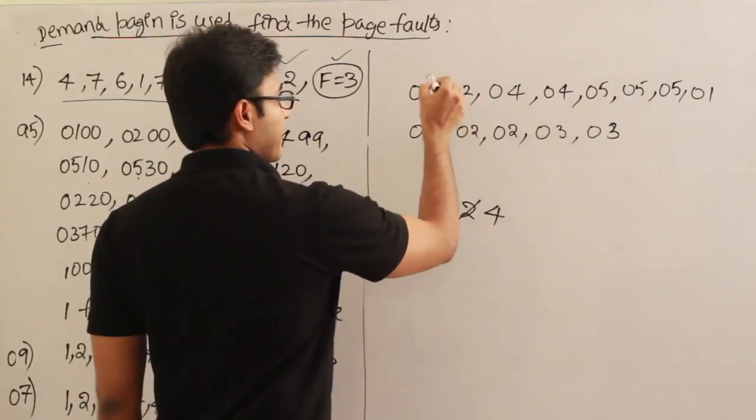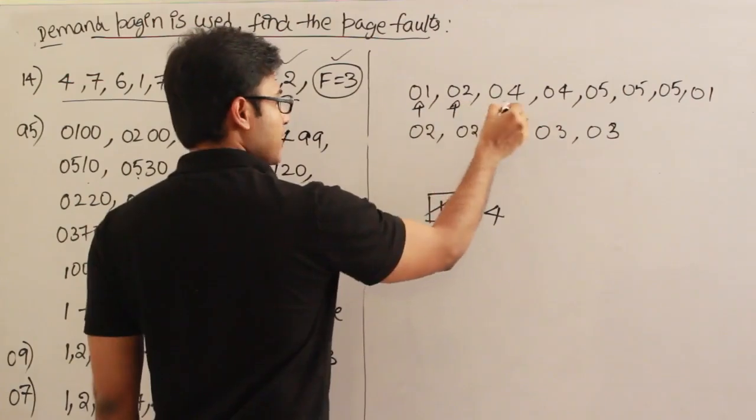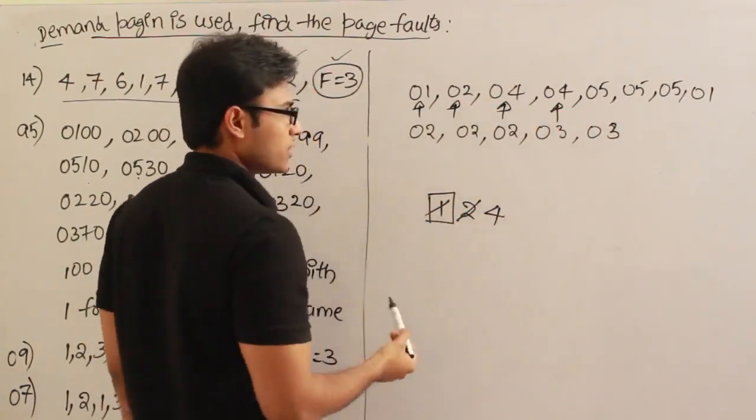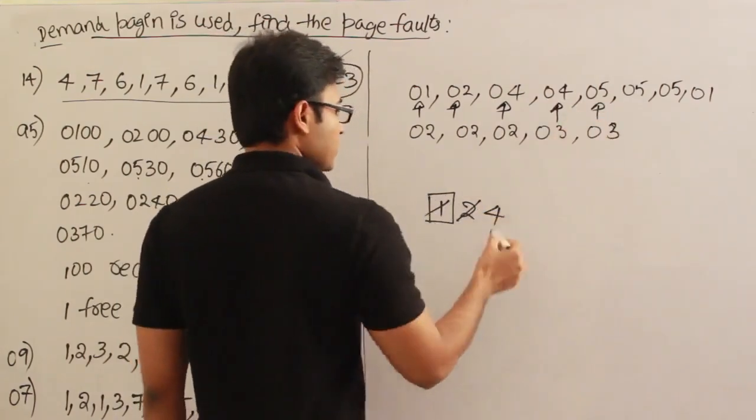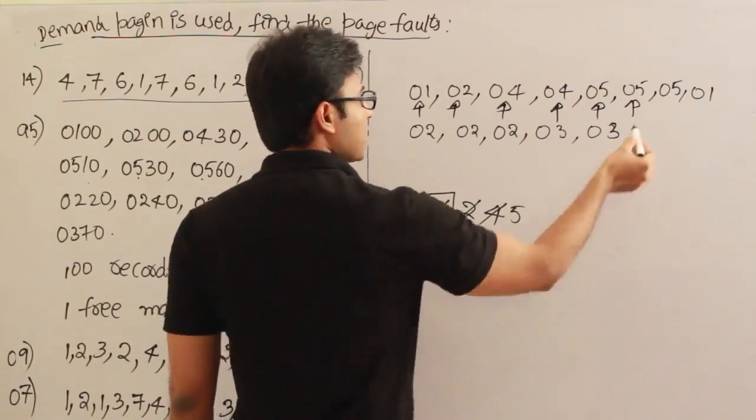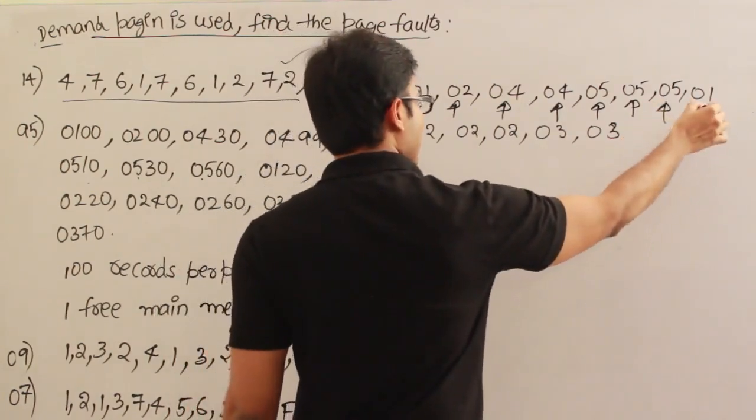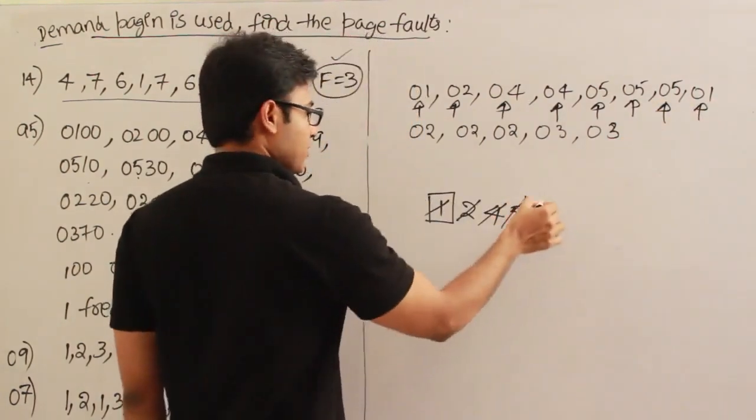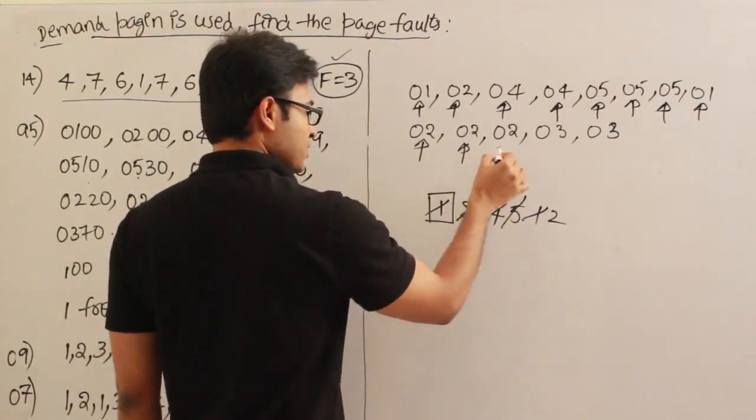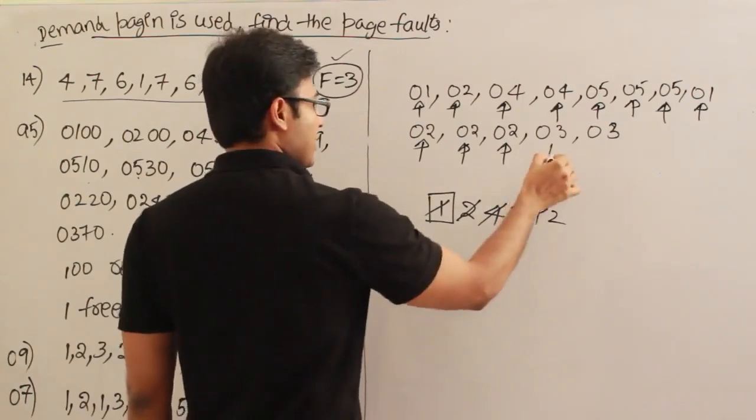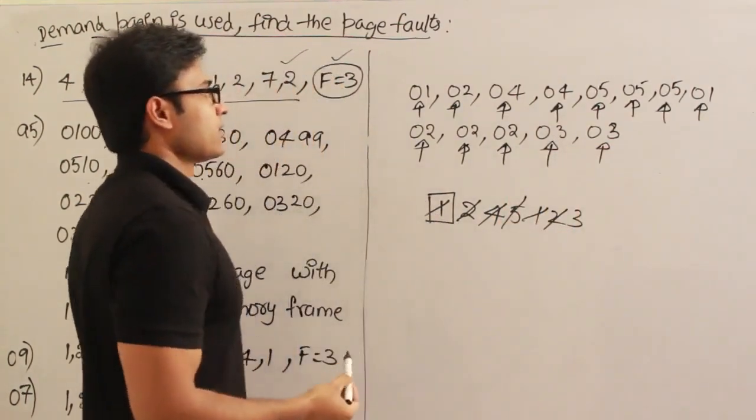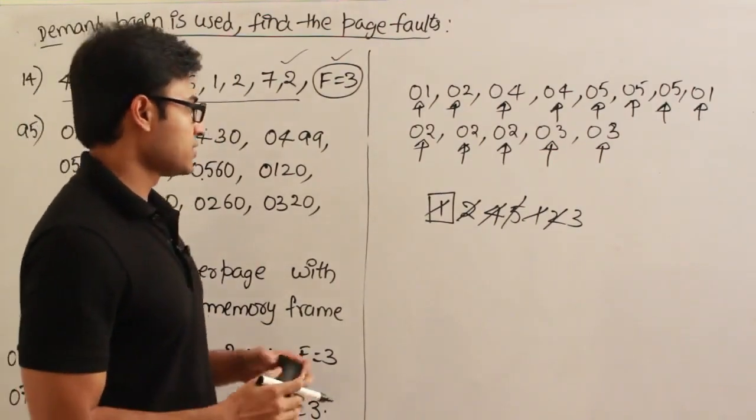And then 1 is replaced, and then 2 is replaced, and then 4, and next again 4 is required, so 4 is there, and next 5 is required, so it has to be replaced with 5, and again 5 is required, 5 is already there, and 5 is required, 5 is already there. What about the next one? 1 is required, so replace it with 1, and again 2 is required, so replace it with 2. 2 is required, it is there, 2 is required, it is there, and next 3 is required, so replace it with 3. 3 is required, 3 is already there, right?